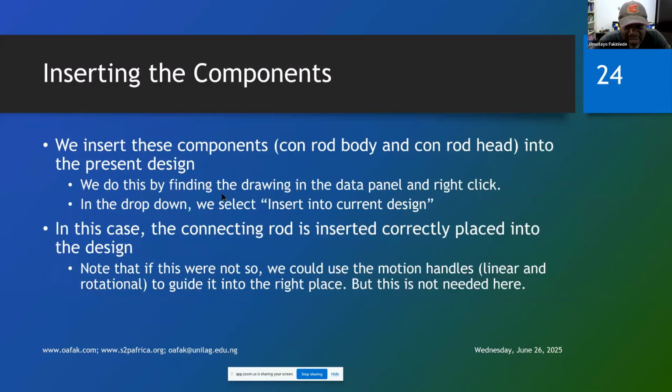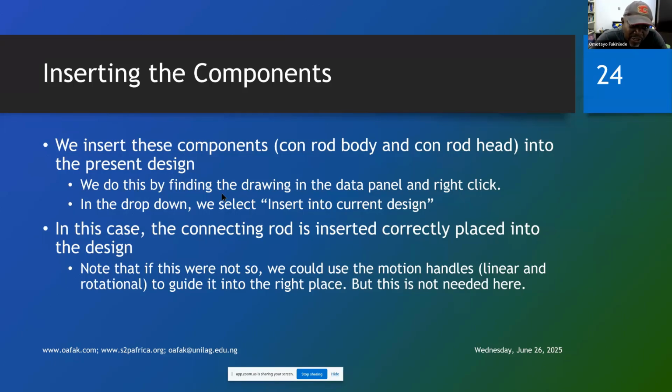We insert these components, the con rod body and the con rod head, into the present design. We do this by finding the drawing in the data panel and right-clicking on it. In the drop-down, we select Insert into Current Design. In this case, the connecting rod is inserted correctly and placed into the design. Note that if this were not so, we could use the motion handles, linear and rotational, to guide it into the right place. But this is not needed here.